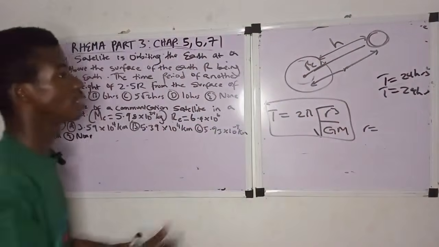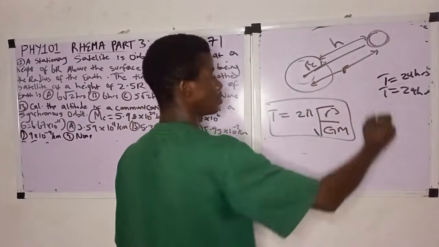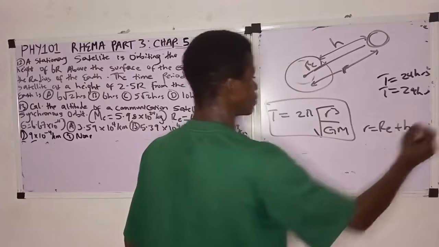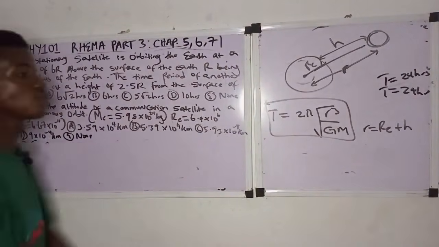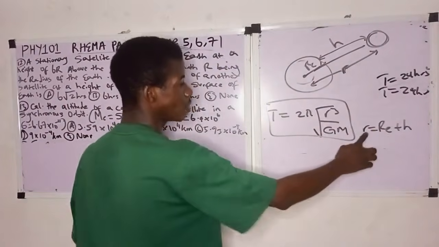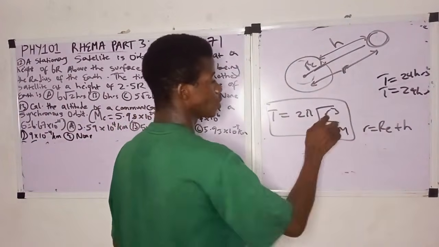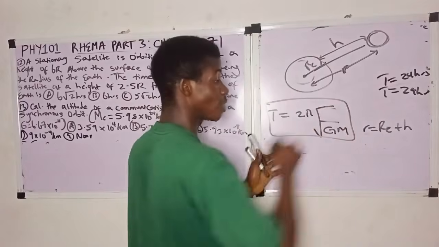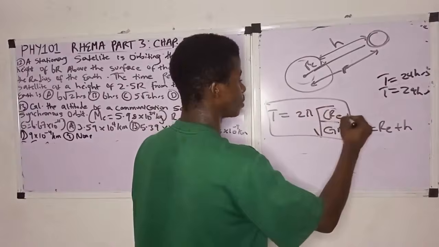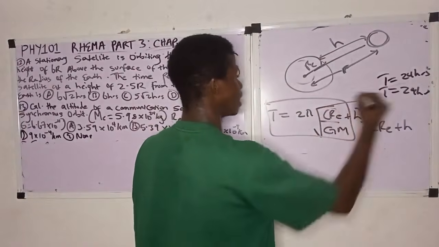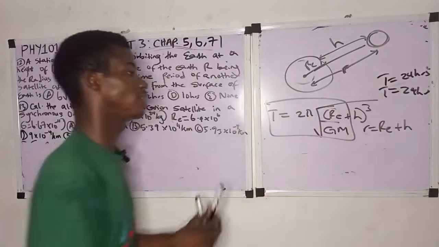So r is equal to what? Radius of the earth plus what? Altitude. Right? Now they're asking us to calculate the altitude, so we're looking for h. So remember, r is Re plus h. Whenever we see r, remember r is cubed, so I put bracket open, Re plus h, all cubed. Yes. So we're looking for h.